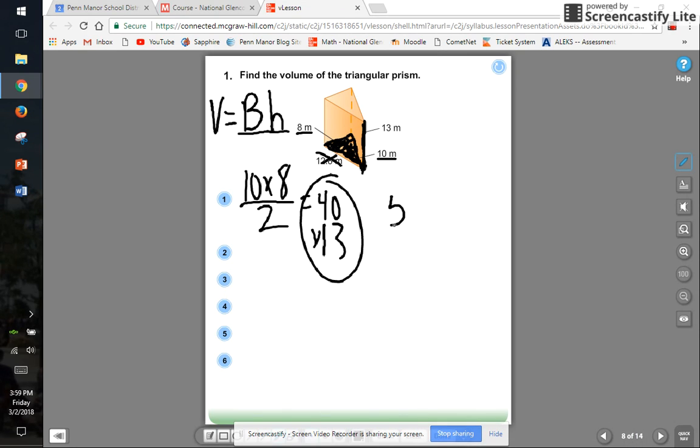Now, we talked about in class labeling is important. It's 520. And since meters, and since we're finding the volume, in other words, how many little square meters fit inside this container of this triangular prism, it's cubed, or like meter cubes, which are pretty big. That's an enormous triangular prism.